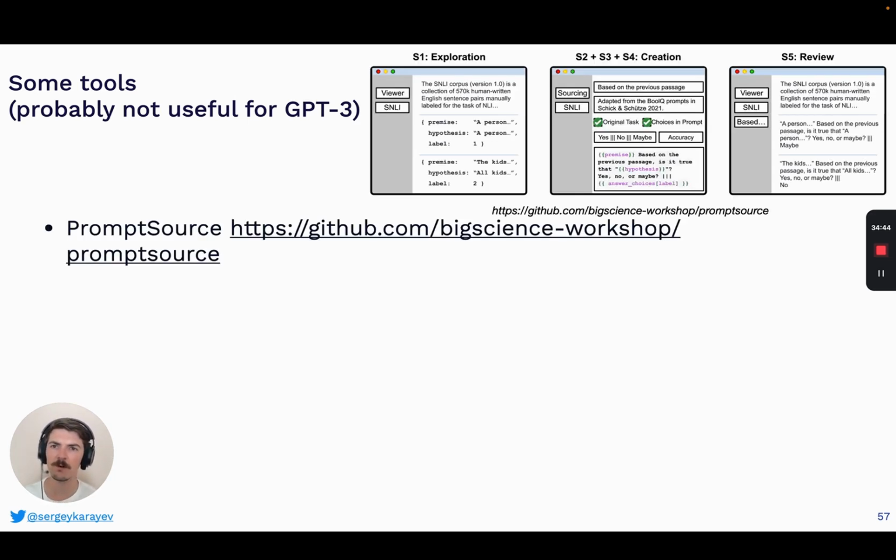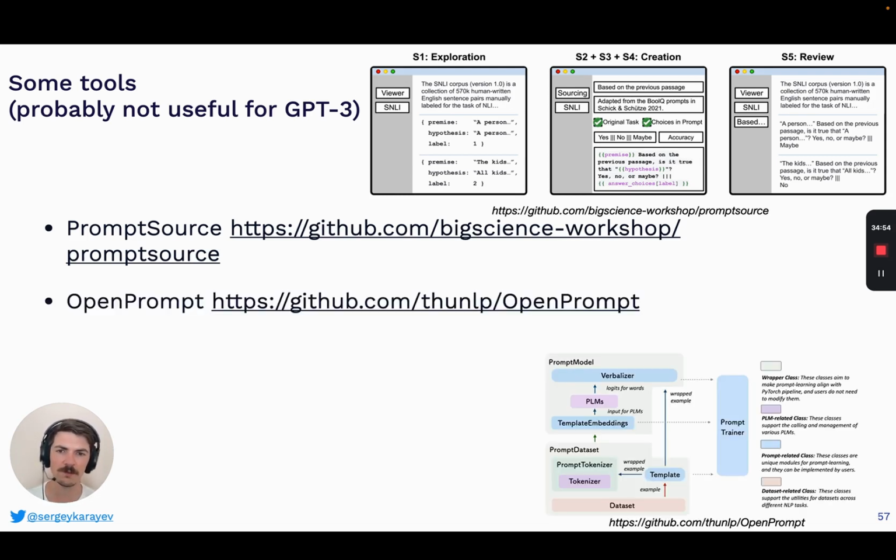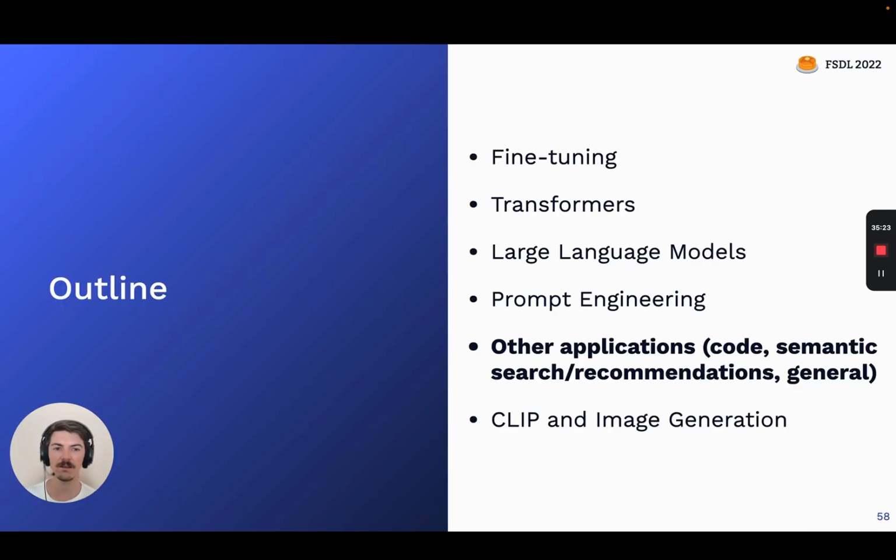There's some tools for prompt engineering. They're probably not useful for GPT-3, but they might be useful for other language models. There's Prompt Source from Big Science. And there's OpenPrompt, which basically lets you programmatically construct prompts, which is an interesting idea. But we need more tools. We need better tools. This is early days. Let's cover some other applications of these large models.